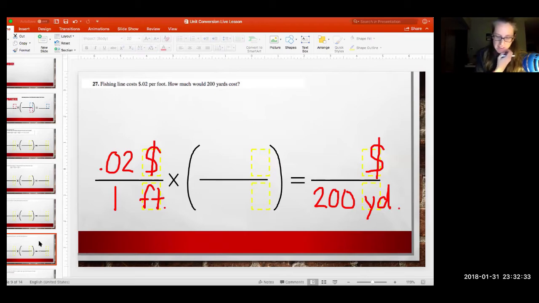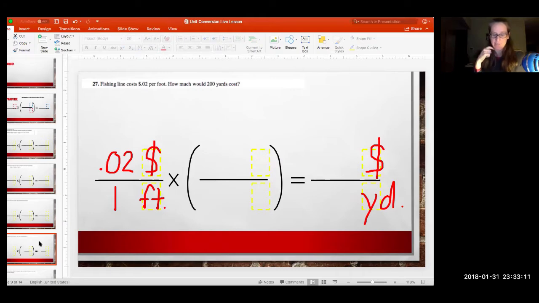All right. So let's find out a cost for 1 yard, and then we'll multiply it by 200. How does that sound? Okay. So we want to find cost per yard.